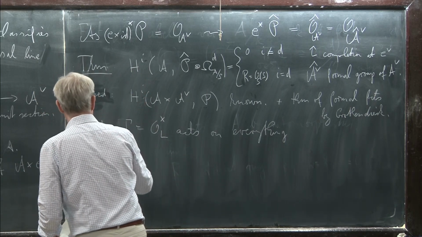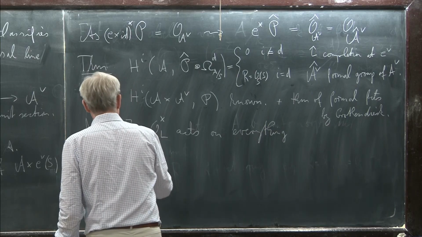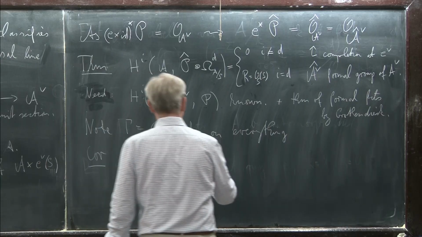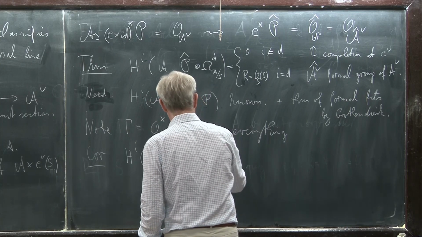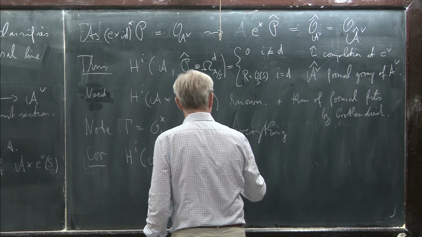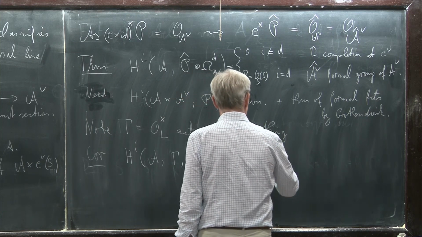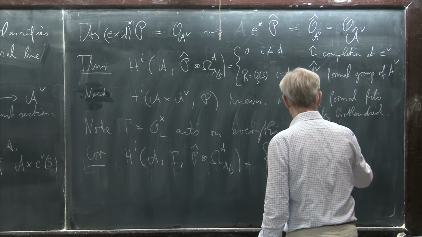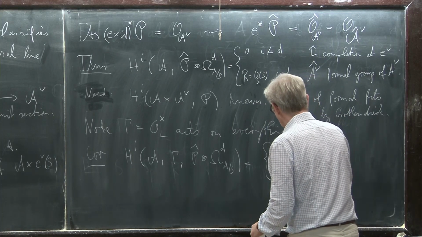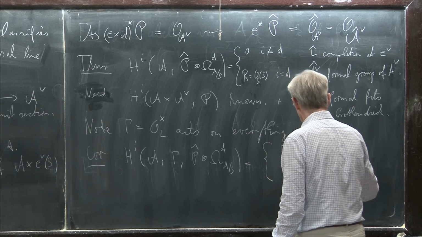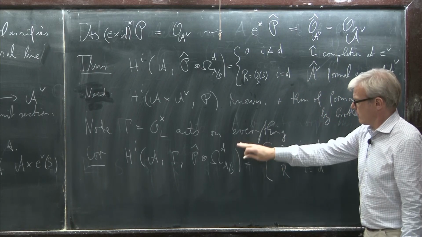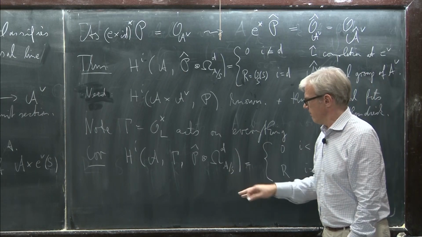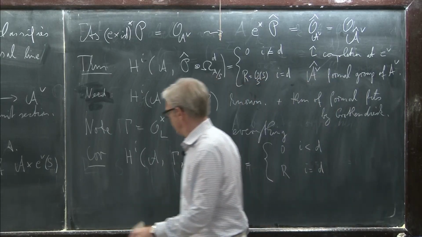So we get the following corollary, which says if I take the gamma equivariant cohomology, then I get the following. So I get 0 in degree I less than D, and I get again R for I equals D. But there might be non-zero higher dimensional cohomology groups. So at least in the very general situation.